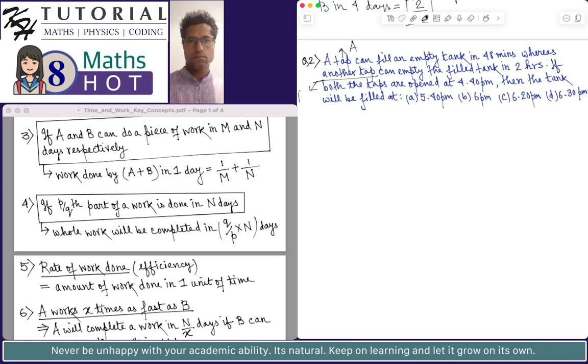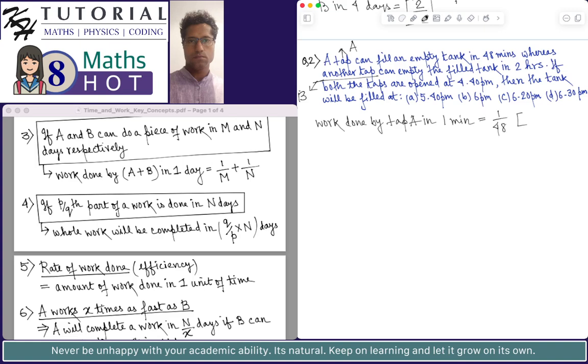So we have this tap B. Okay, so we know that the work done by tap A, let's use the unit of time as minutes. Work done by tap A in 1 minute is equal to 1 by 48.